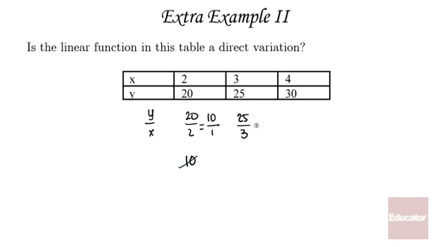25 over 3 does not simplify to 10 to 1, and neither does 30 over 4. So is this a direct variation? No. So for example, 3 goes into 25 eight times, and I'm left with 1. So it would be 8.33 over 1 here. So once again, that is not going to be the same as 10 to 1. So I can stop there. I already know it's not going to be a direct variation.